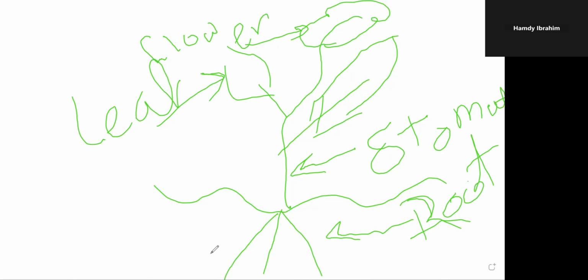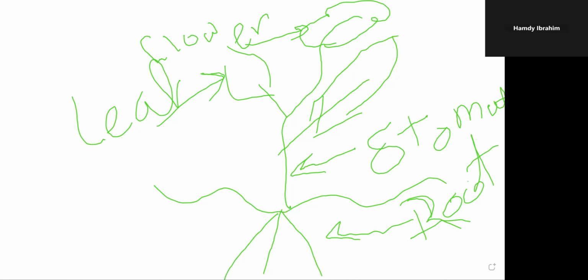So we need to know with each other what is the main role of every part of the plant. We will have a PowerPoint together to know what we are going to talk about. Firstly, we are going to talk about the root. What is the function or the main functions of roots?